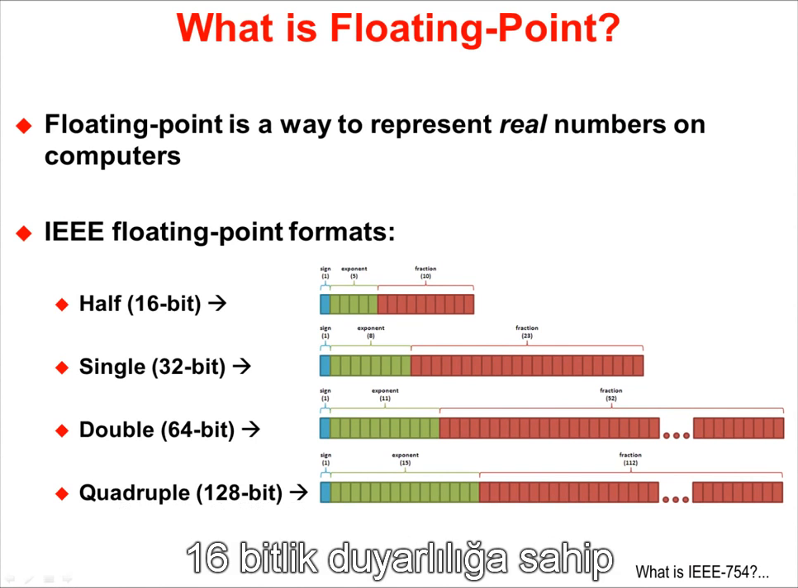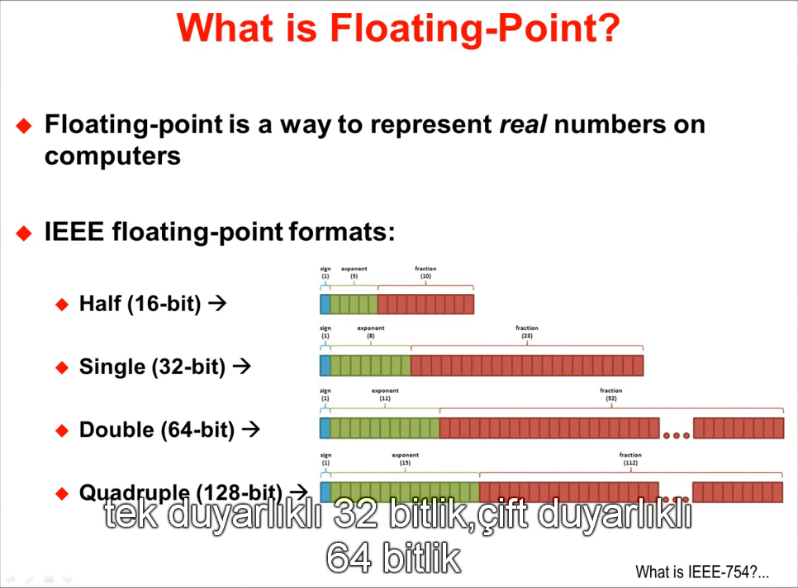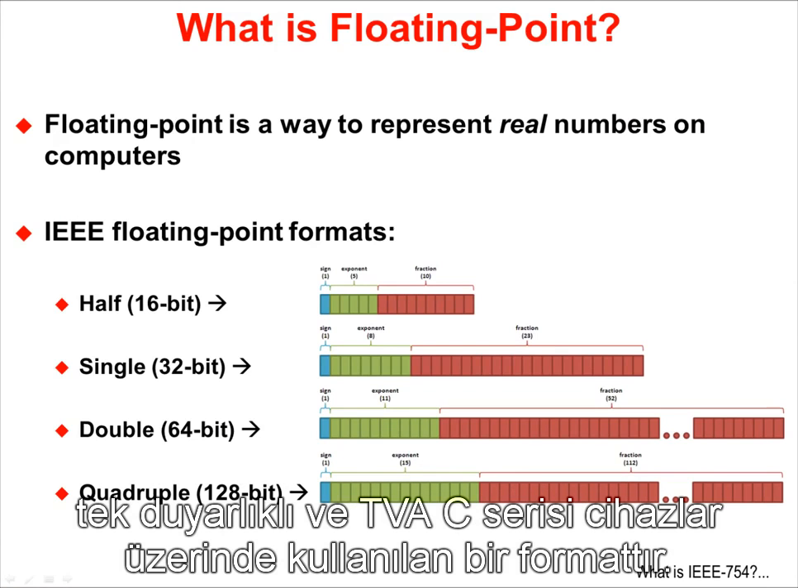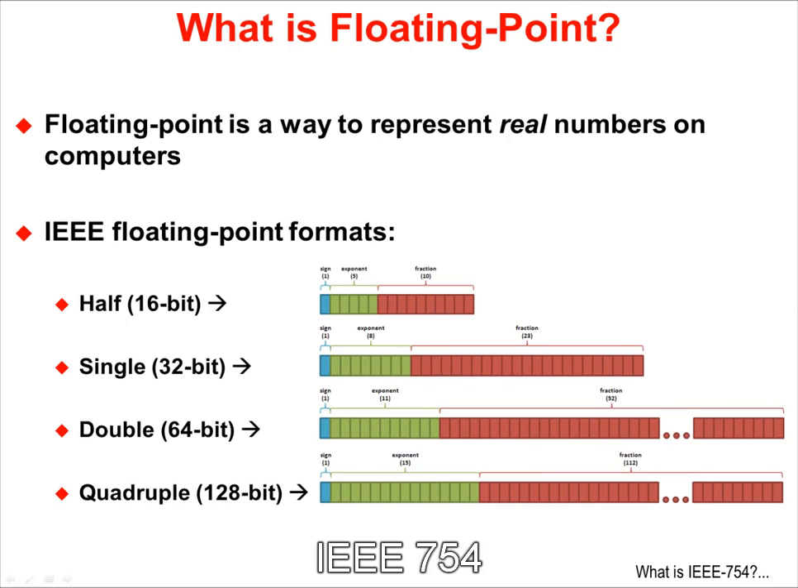There are several IEEE floating point formats: half precision at 16 bits, single precision at 32 bits, double precision at 64 bits, and quadruple at 128 bits. IEEE 754 is single precision and the format used on the Tiva C-series devices.